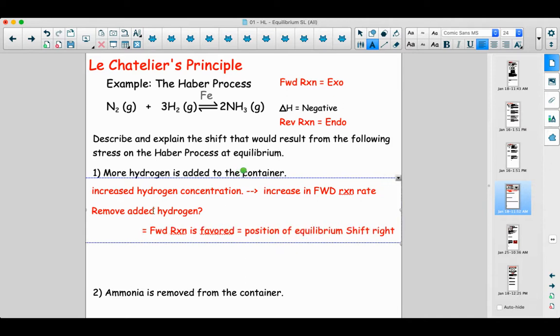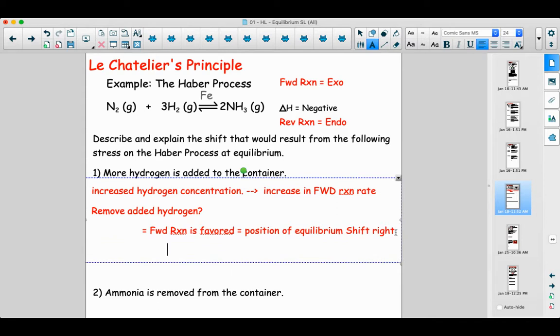As a result of increasing the hydrogen concentration, we will favor the forward reaction, which doesn't mean that the reverse reaction stops. It just means that for a while, the forward reaction will be faster than the reverse reaction. So the forward reaction is favored. And as a result, when I reach a new equilibrium, I will have more of the stuff on the right than I did before. So that's what they mean. The position of equilibrium has shifted to the right, or it will shift to the right.